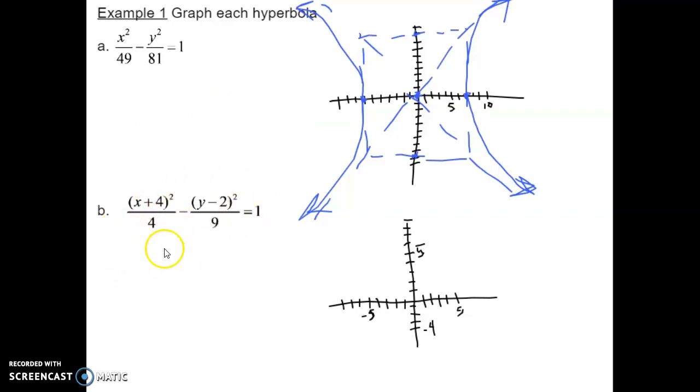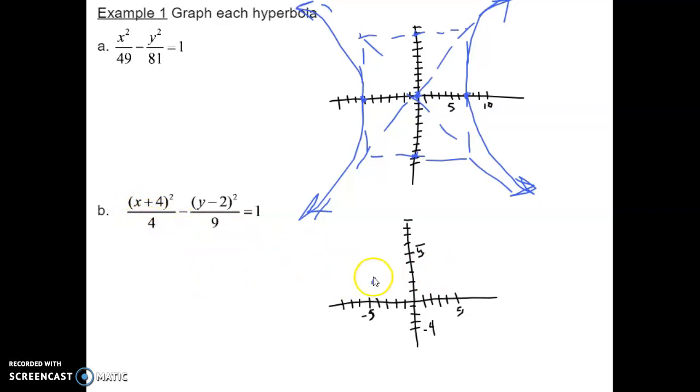Graph this hyperbola. So it's going to have a center at -4 and +2. So I'm going to go to -4, +2. Here's my center. Okay, this one's also opening left and right because x is positive. So I know it opens like the x-axis.